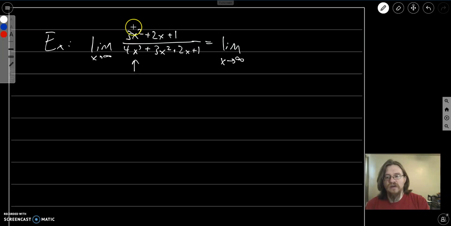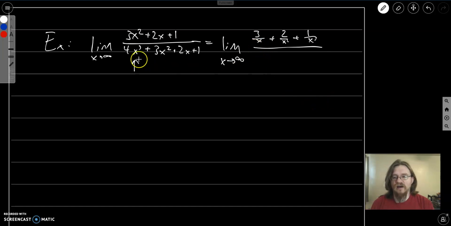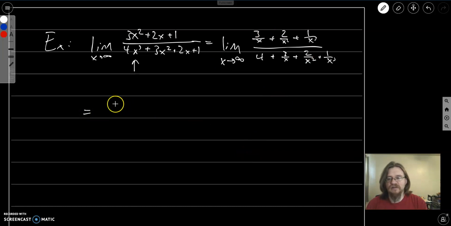3x squared divided by x cubed is going to be 3 over x. 2x divided by x cubed is going to be 2 over x squared. 1 divided by x cubed is going to be 1 over x cubed. 4x cubed divided by x cubed is 4. 3x squared divided by x cubed is going to be 3 over x. 2x divided by x cubed is 2 over x squared. And 1 divided by x cubed is going to be 1 over x cubed. And then let's write down this gigantic limit here.